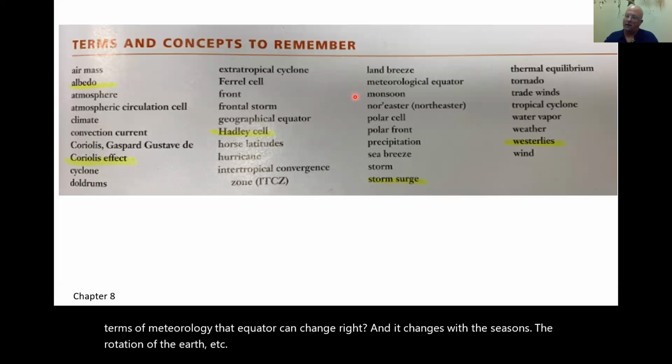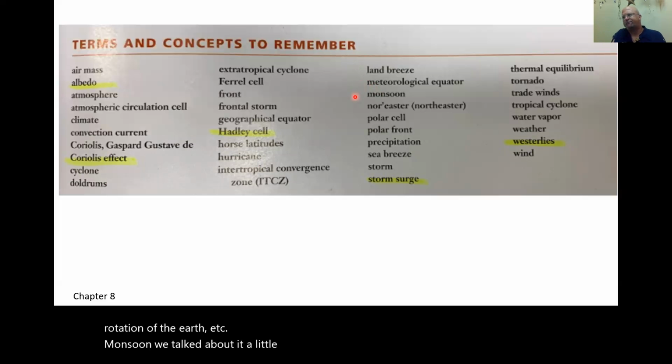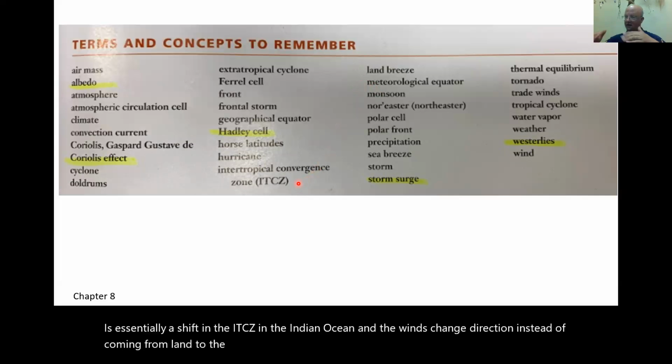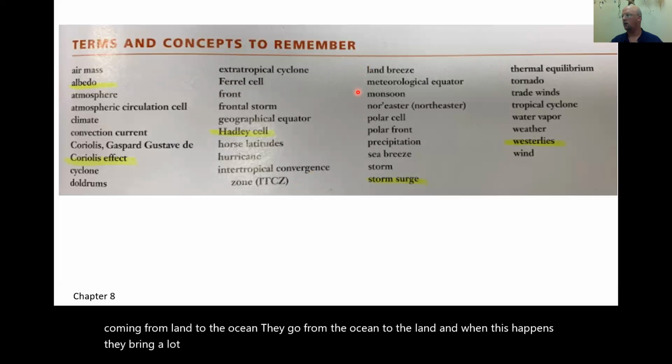Monsoon, we talked about it a little bit in class. It's essentially a shift in the ITCZ in the Indian Ocean, and the winds change direction. Instead of coming from land to the ocean, they go from the ocean to the land. When this happens, they bring a lot of water to land. So the monsoon season is a period, especially in India, where there's a lot of rain.